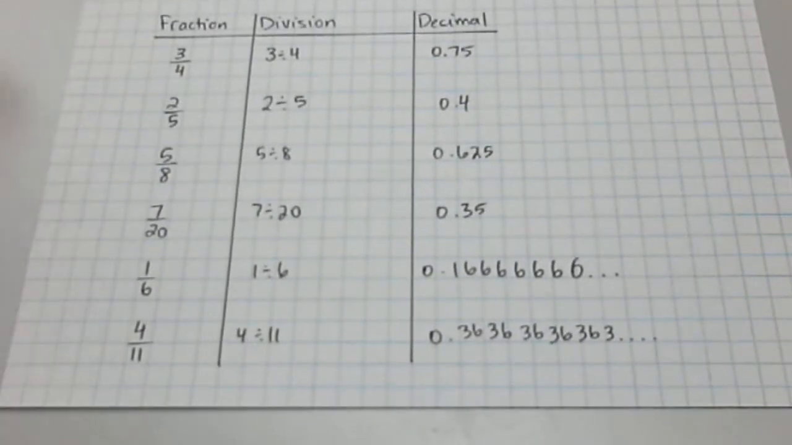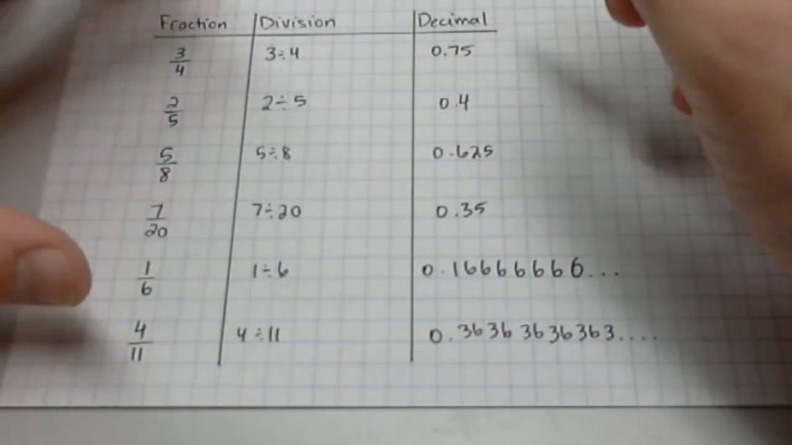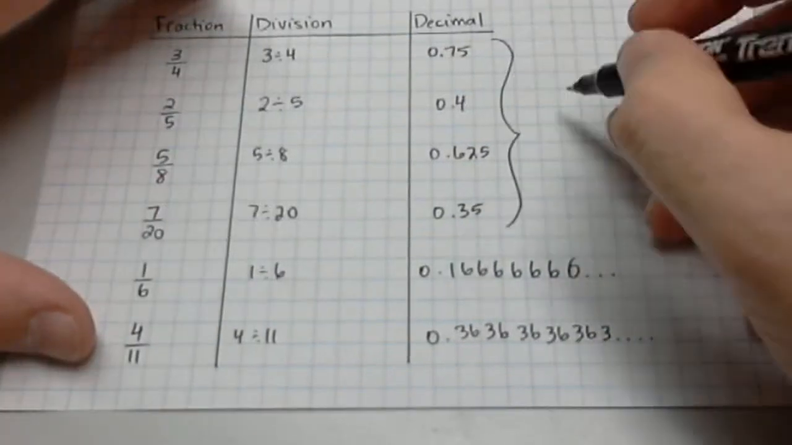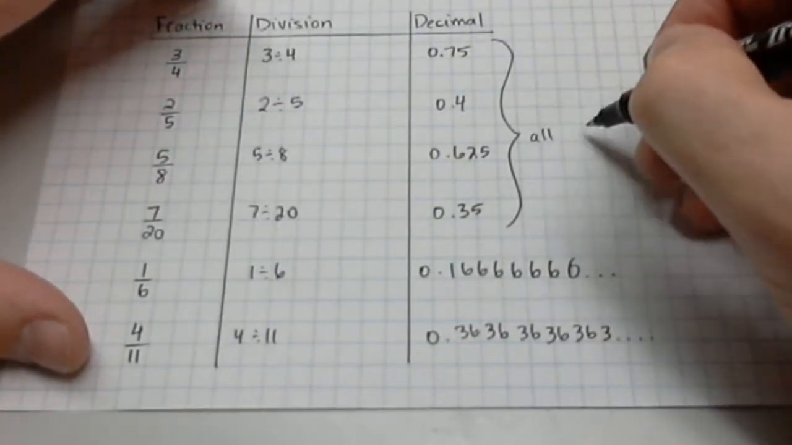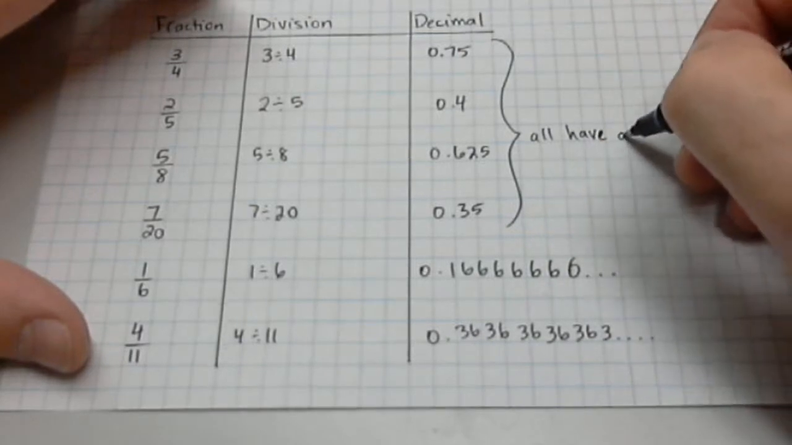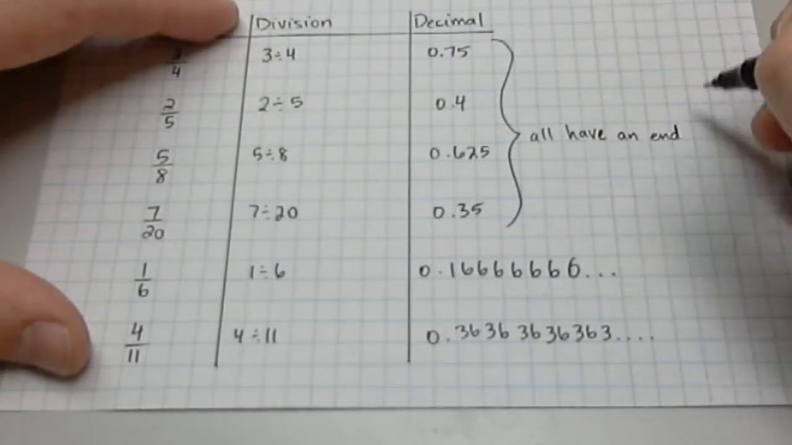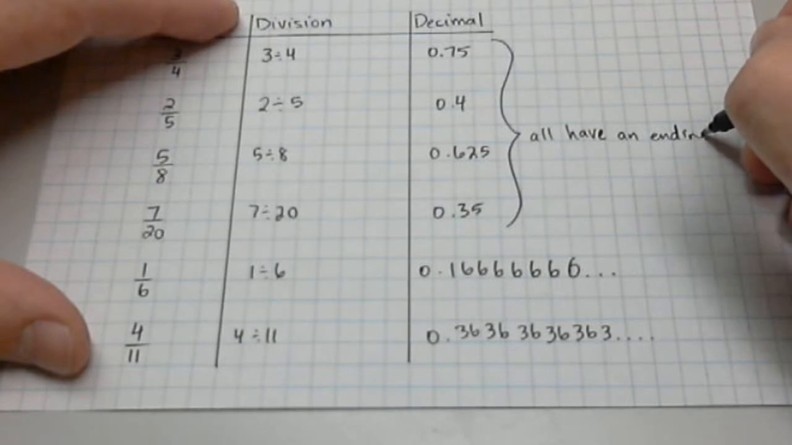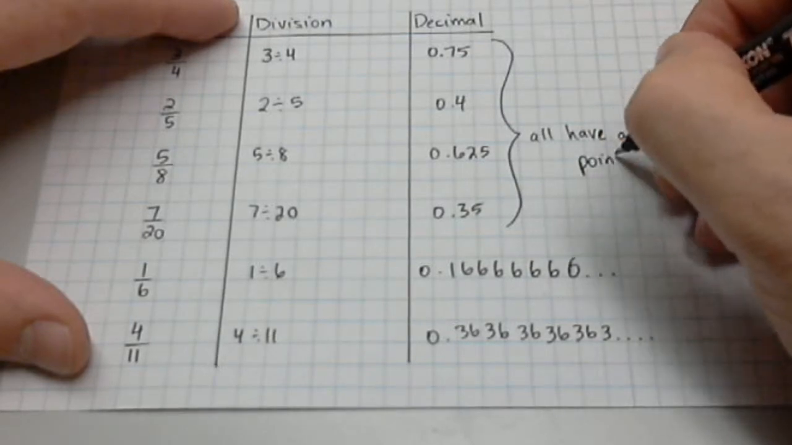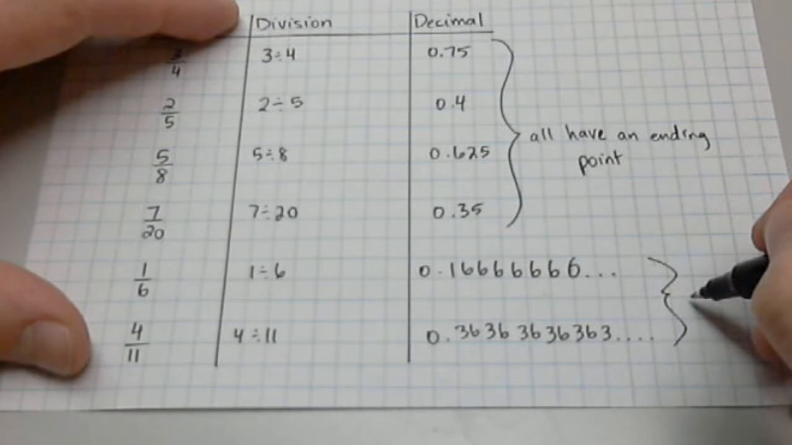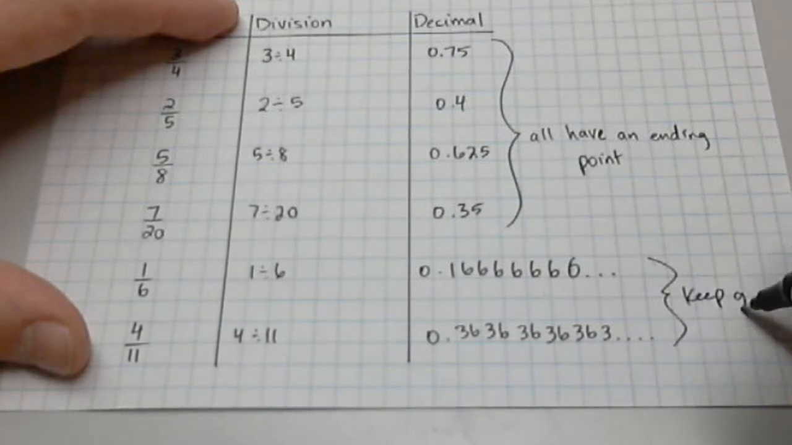So what you'll notice is that these first 4 all have an ending point. But these ones keep going to infinity.